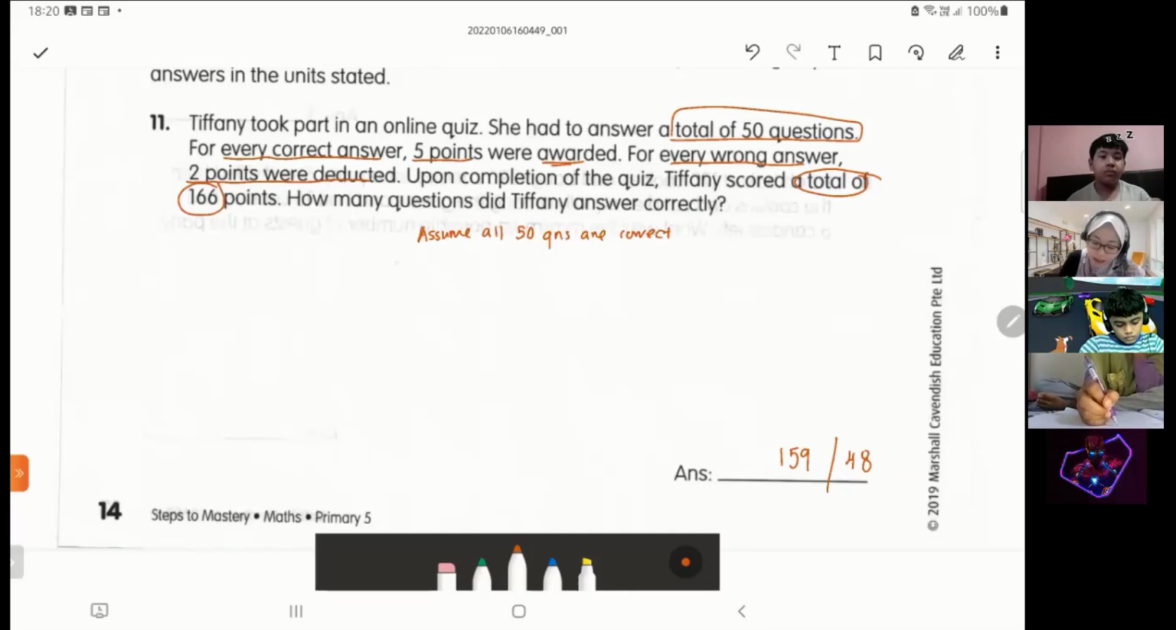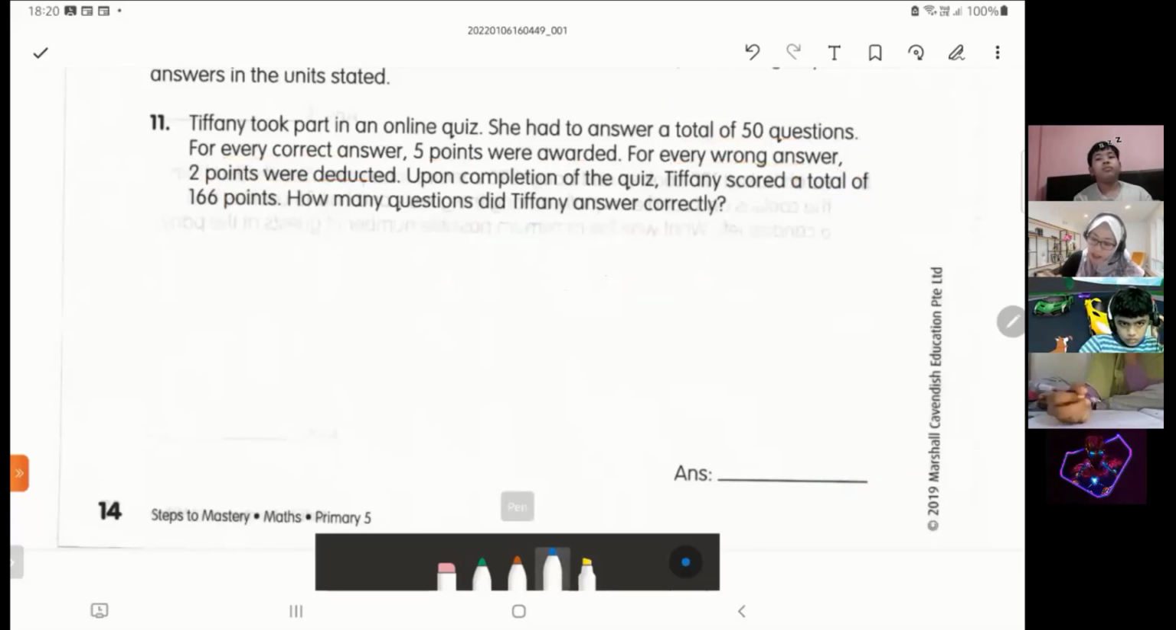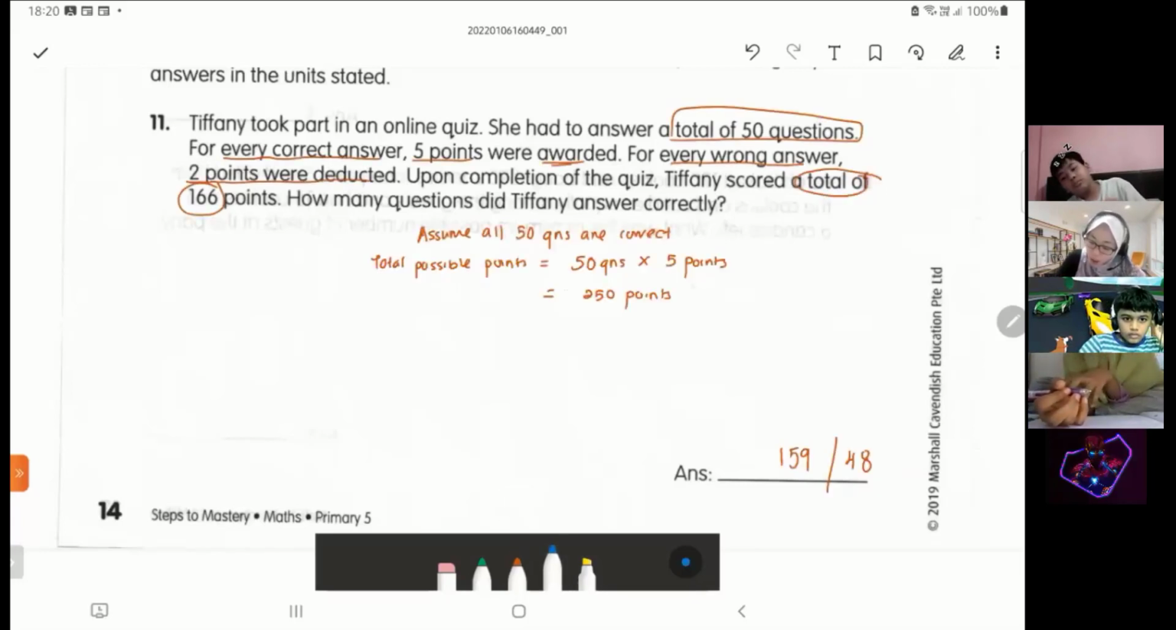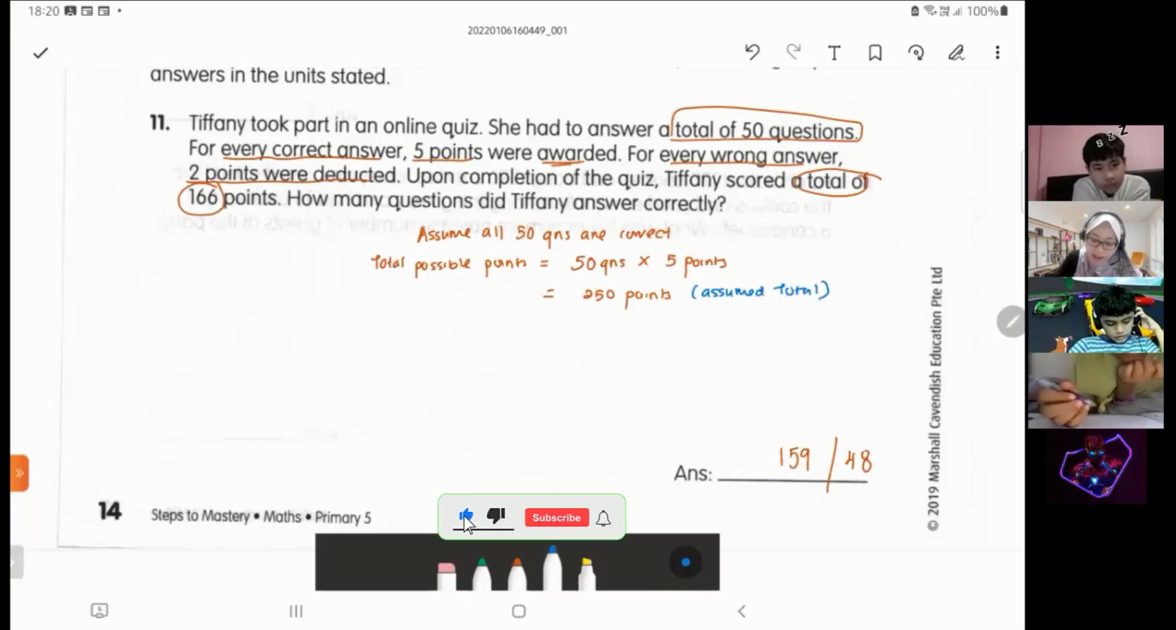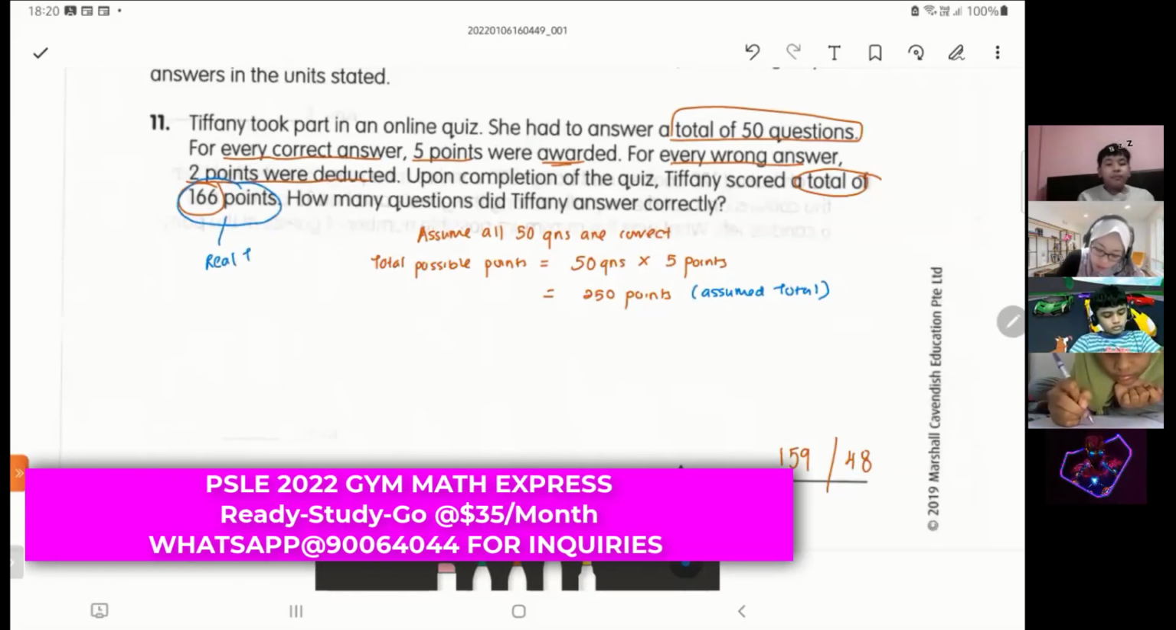So which means the total possible points that she can get is 50 questions times 5 points, right? Because I assume everything is correct, so I get all the full marks. So I get 250 points. However, this is not the real points that she got. This is what we call the assumed total. And what is the real total? This one. This is our real total.